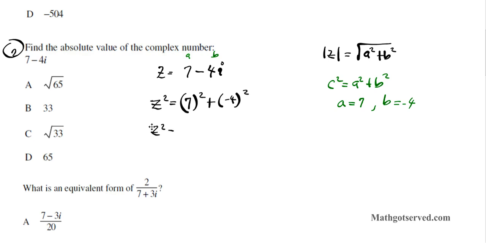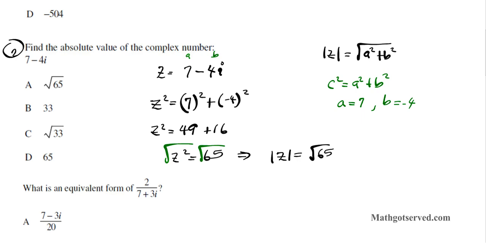All right, I'm going to simplify. We have z squared equals 49. My -4 squared is 16. So z squared is equal to 65. And then to finish this off, you take the square root of both sides to get the norm of z, and that's going to yield the absolute value of z, which is the norm of the complex number, equals the square root of 65, and we can clearly see that our answer is option letter A.